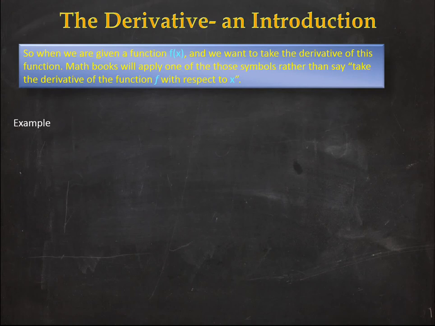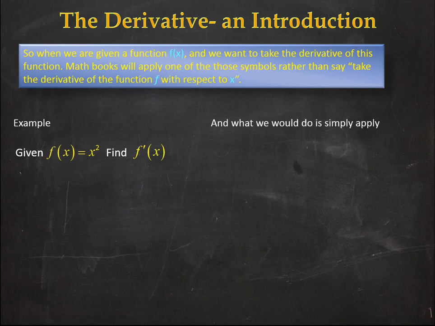So what I'll do is write it in the terms that you may encounter in your textbook. So given f of x, which equals x squared, find f prime of x. So this just says, a function is x squared, find the derivative of x squared, but do it in terms of the variable x. So we've had some experience with that.